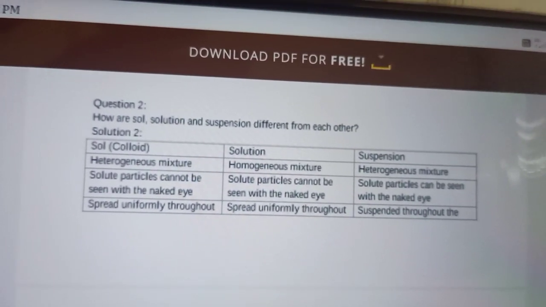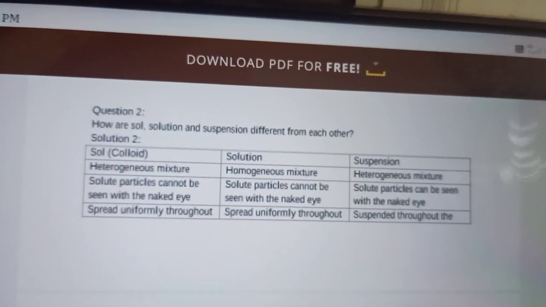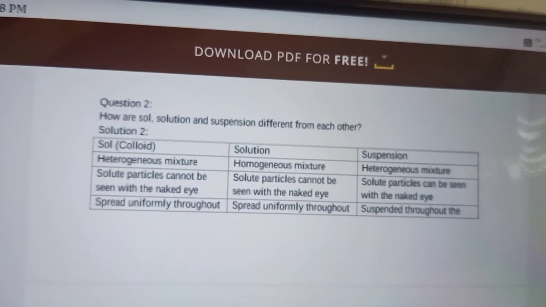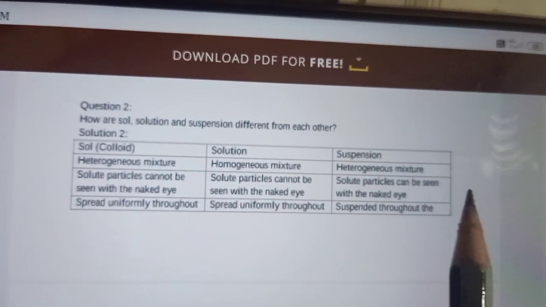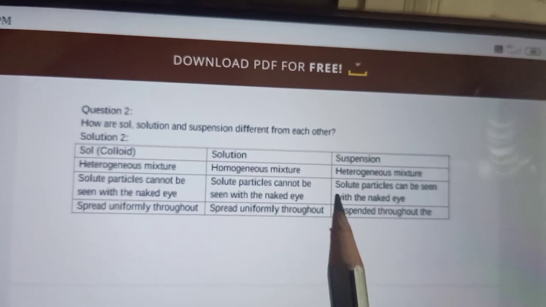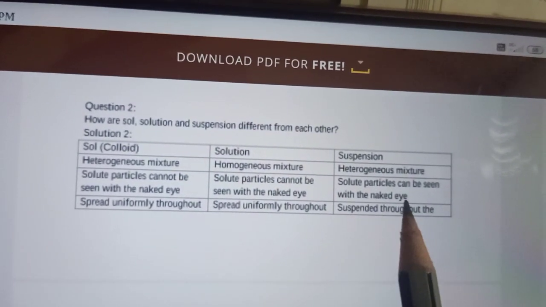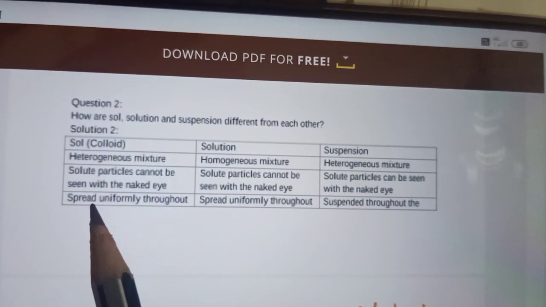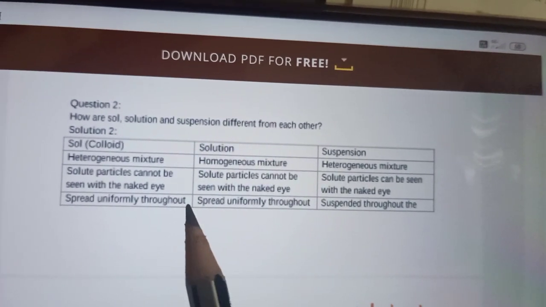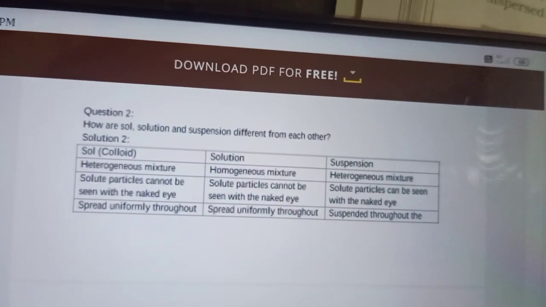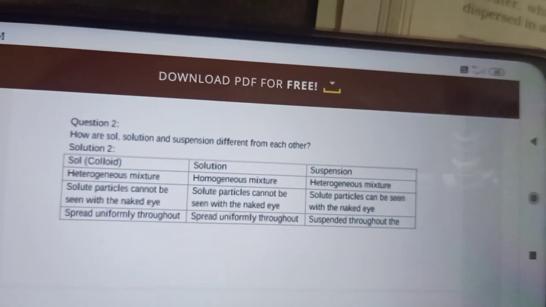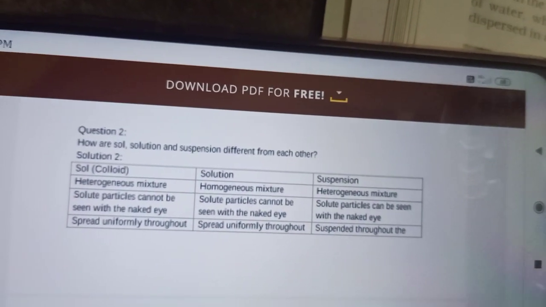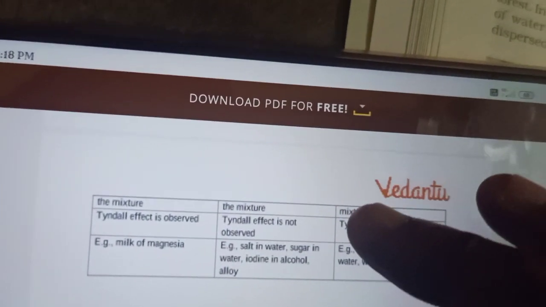The solute particles cannot be seen with the naked eye. And in suspension, solute particles can be seen with the naked eye. In solution, particles are spread uniformly throughout the mixture, and in suspension, particles are suspended throughout the mixture.